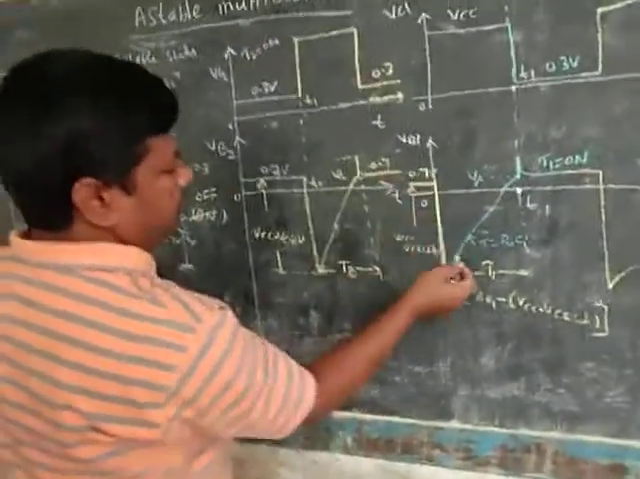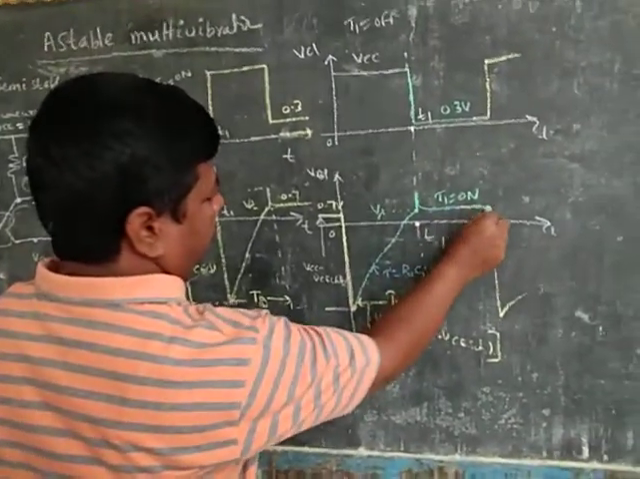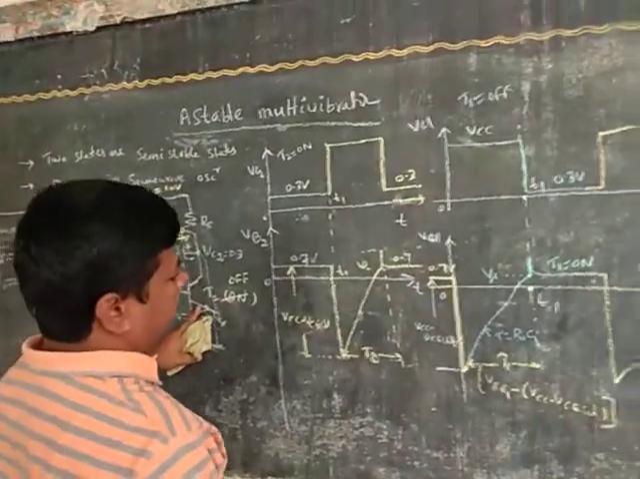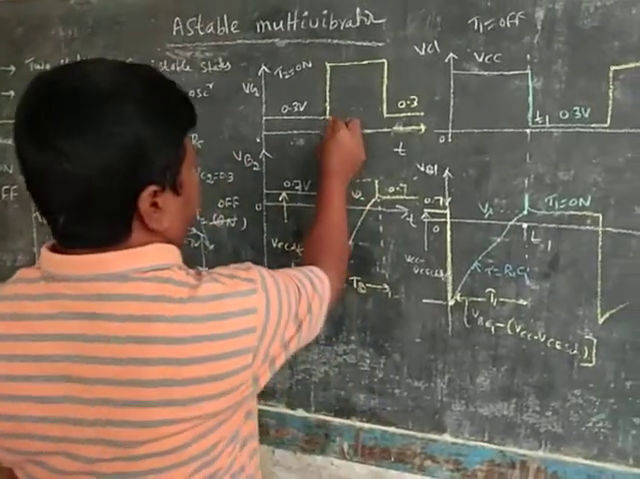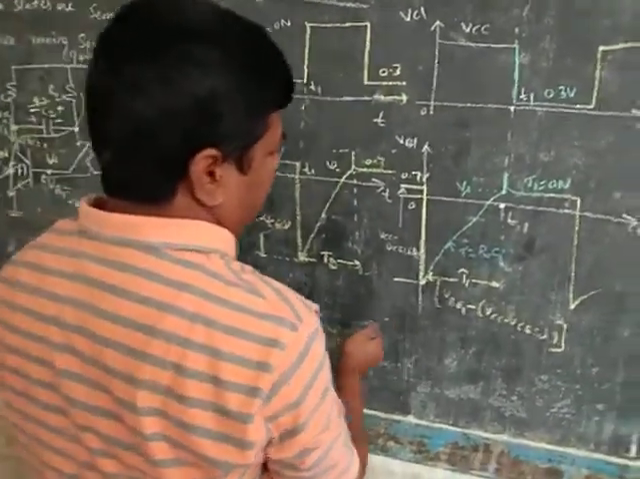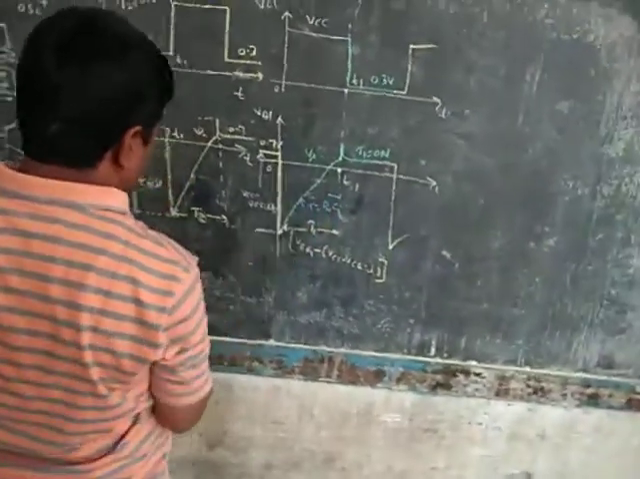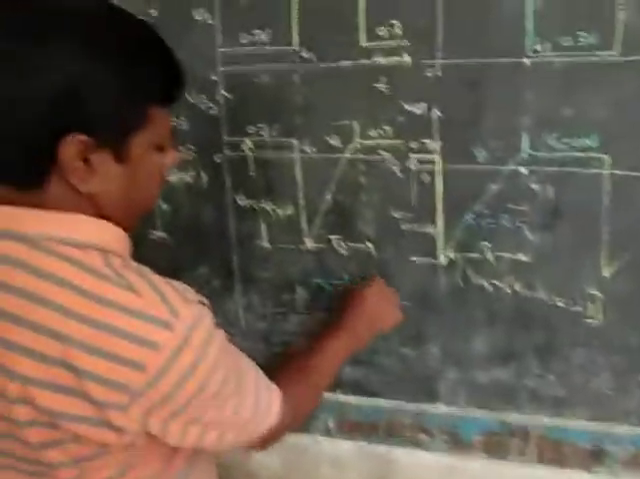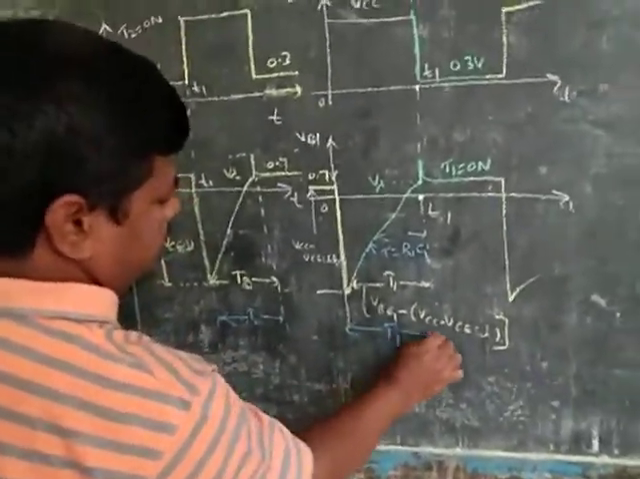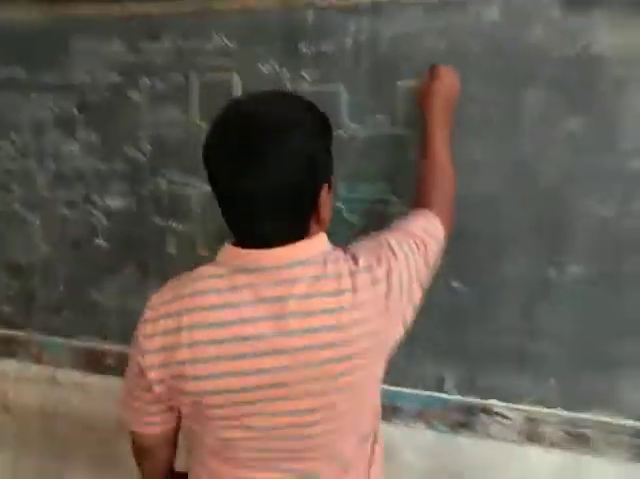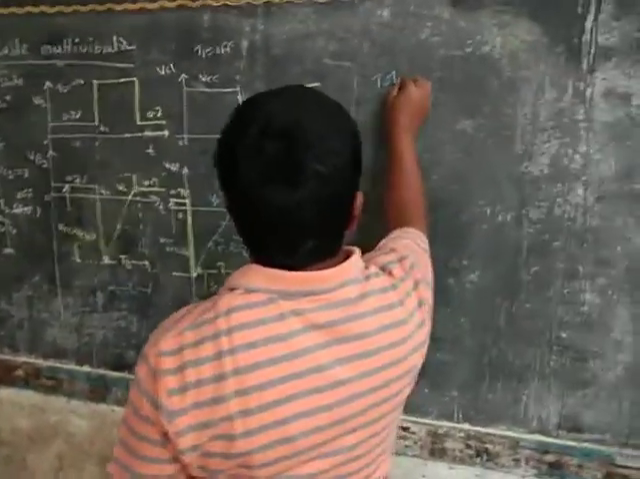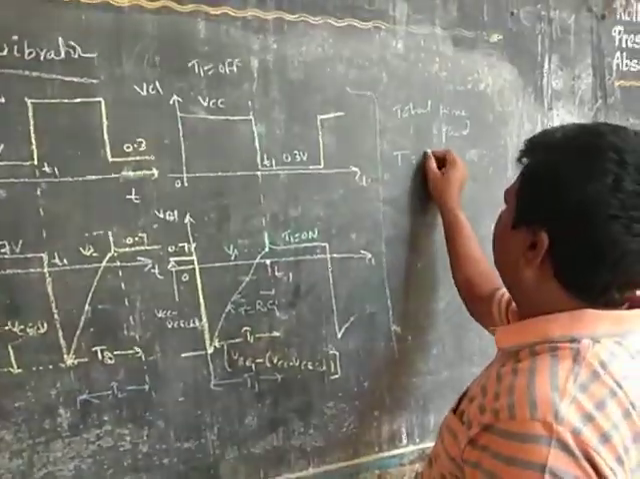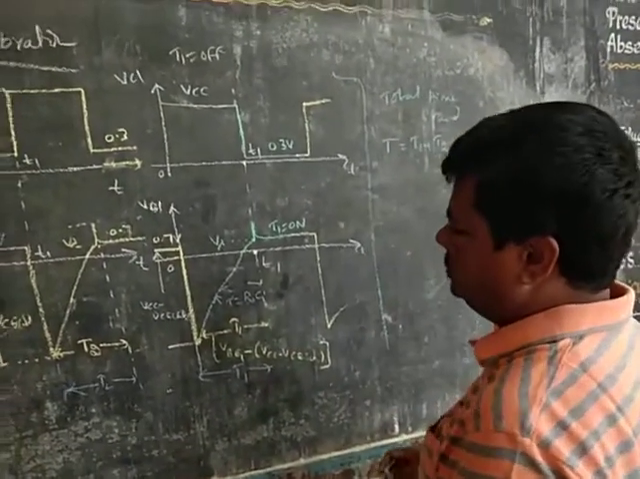Again, the T1 transistor enters into on. When the T1 transistor is on, immediately the T2 transistor is off. Okay, this is the T2 transistor off. Now the total time interval is, this is T2 and again this is T2. So the total time period capital T is equal to T1 plus T2.